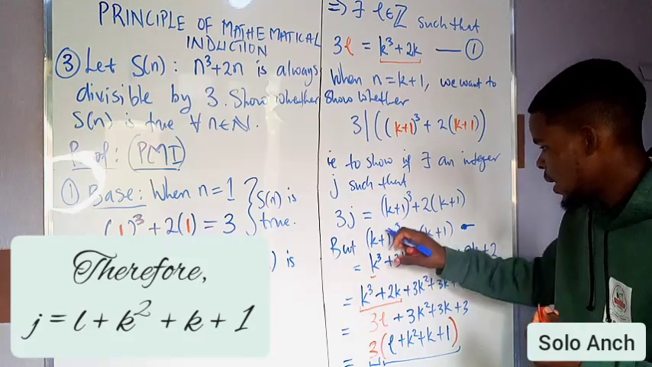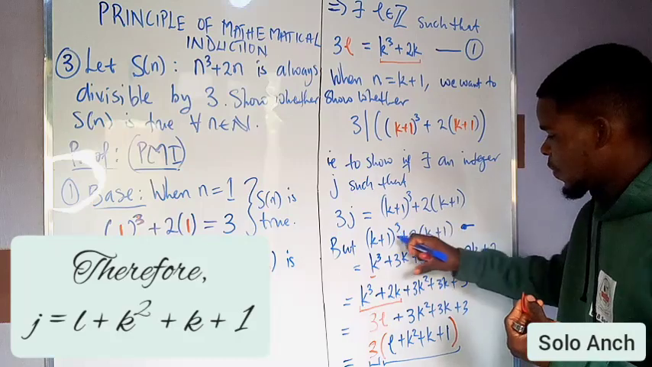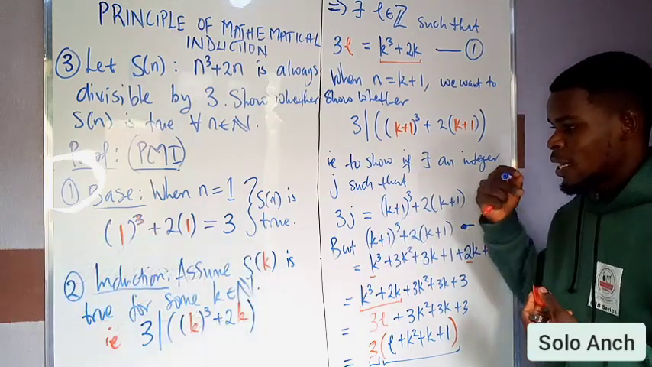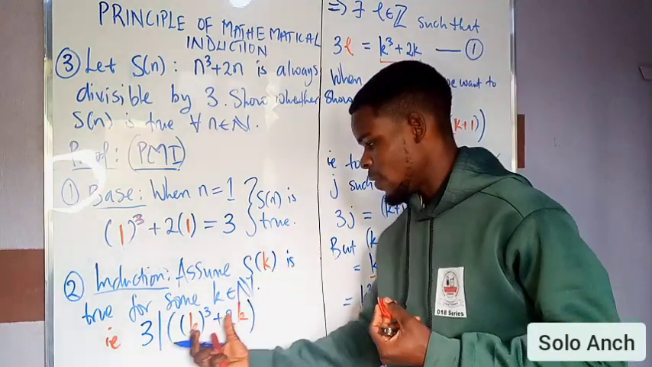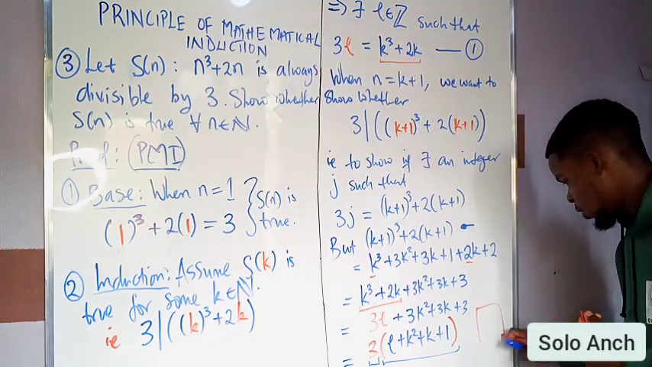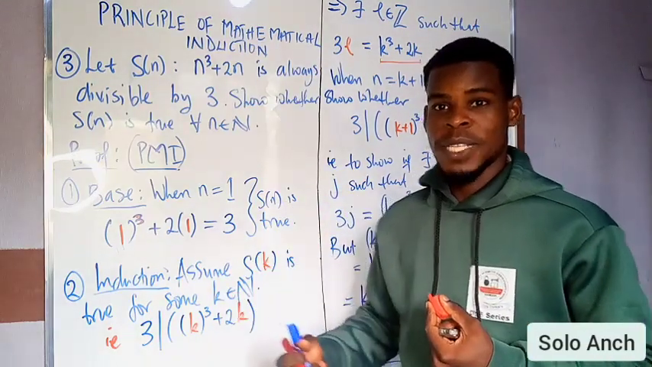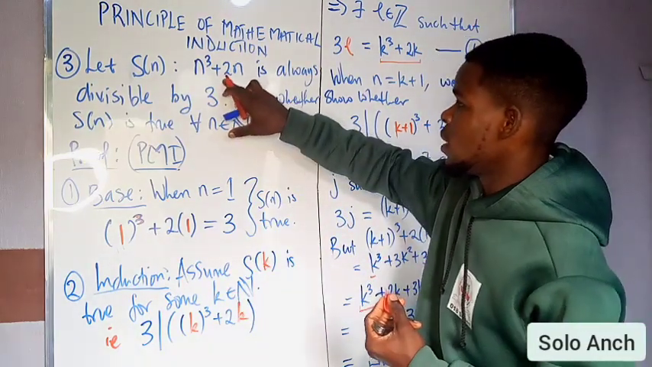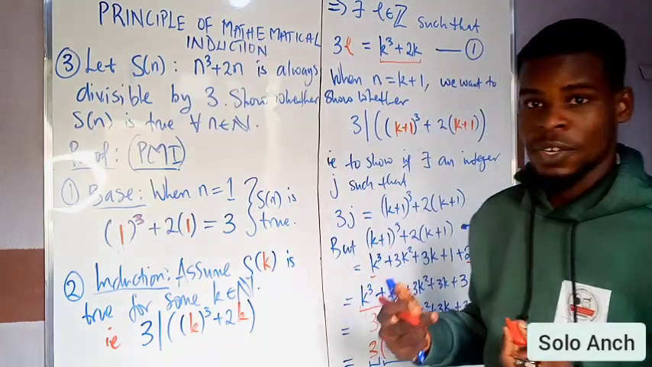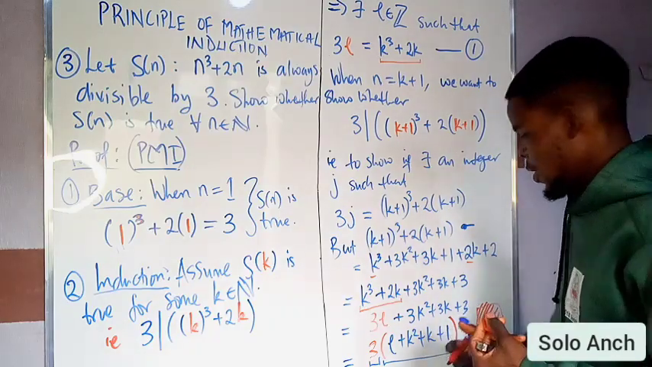In other words, this is a multiple of 3. So what does that mean? That means that 3 divides k plus 1 to the third power plus 2 into k plus 1, assuming that 3 divides this part. So this is enough to show us that, by the principle of mathematical induction, this is always divisible by 3. That is to say, this statement is true for all natural numbers n. Good. Anyway, that's a nice place to stop.